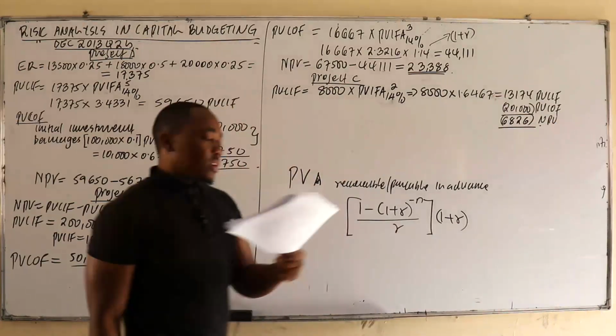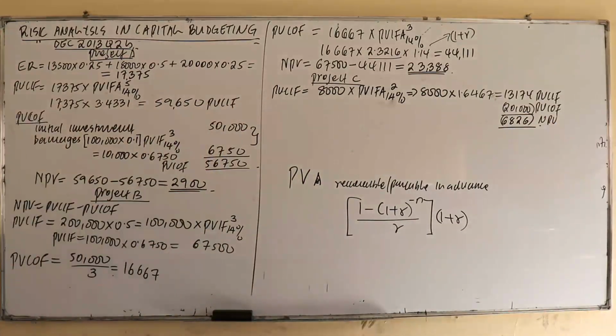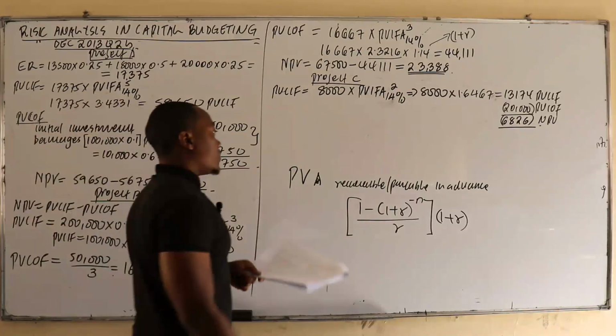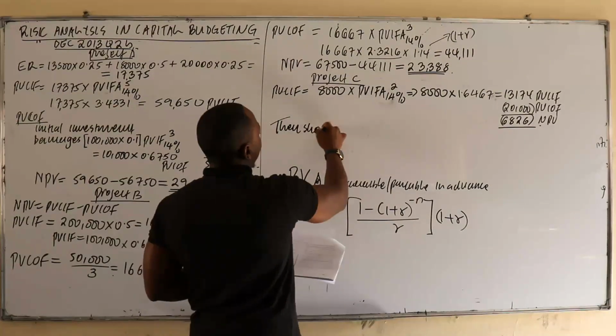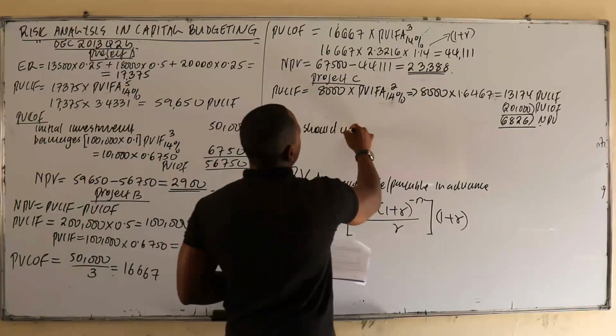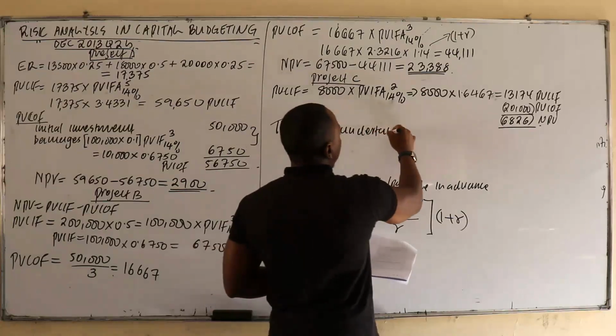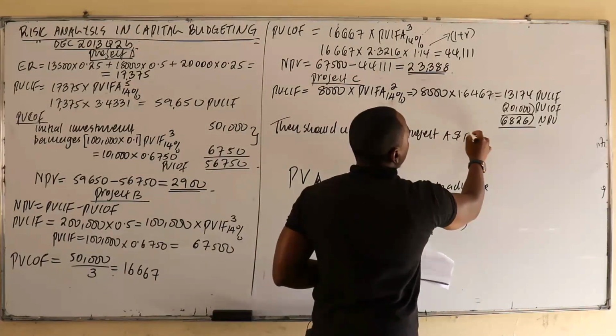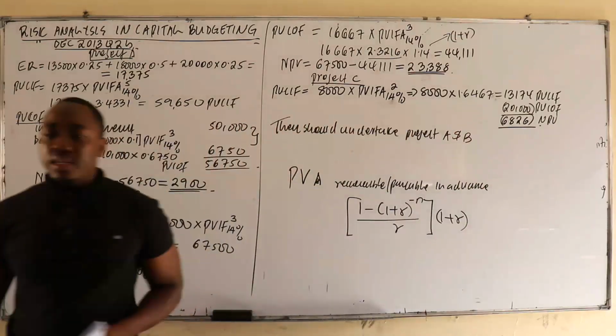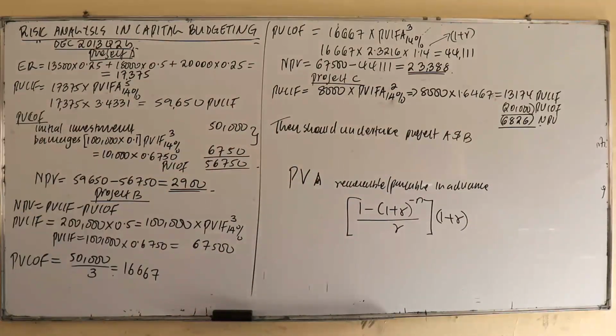Now the question was, let's go to the required. Advise Tajiri Limited on whether they should undertake the projects above. Should they? Yeah, they should undertake project A and B. So now you can copy and we can call it a day.